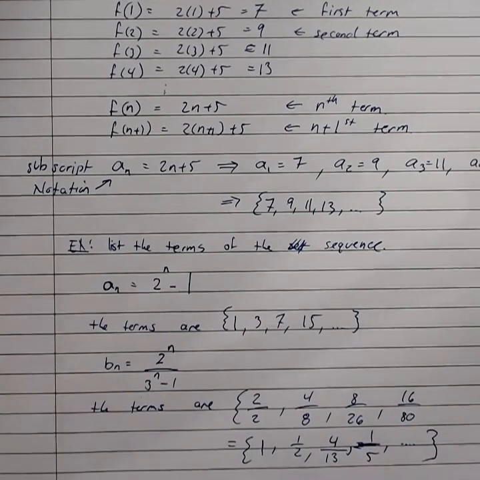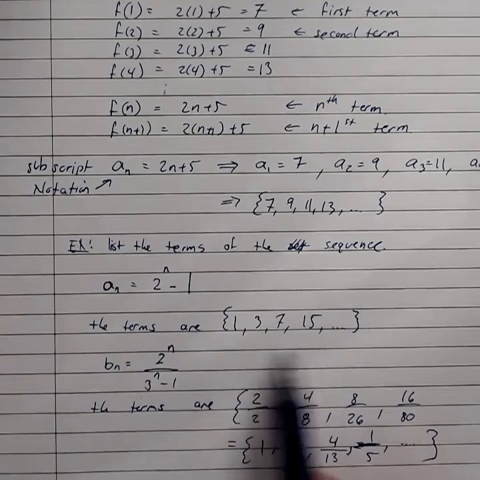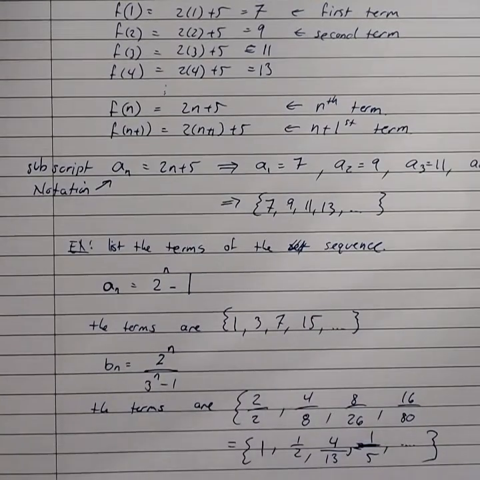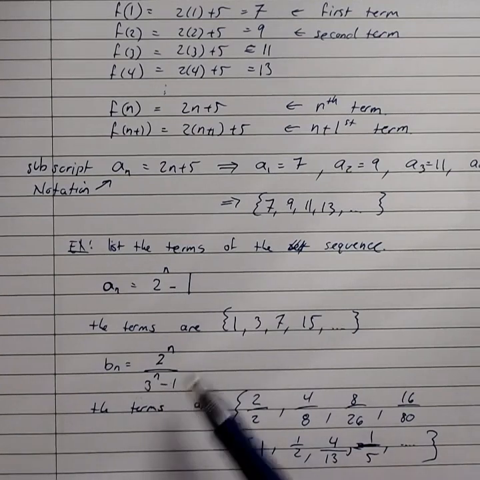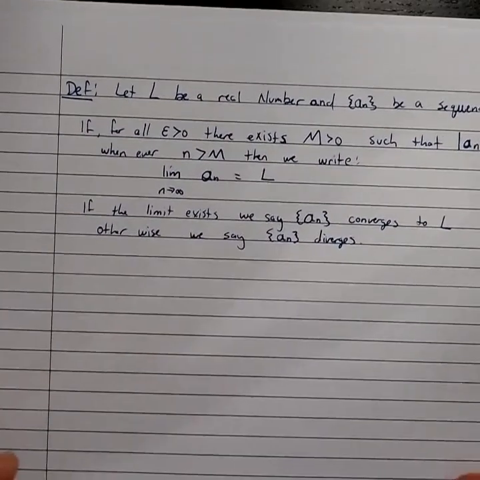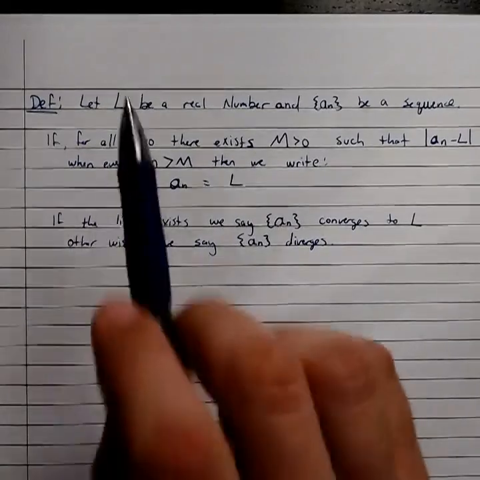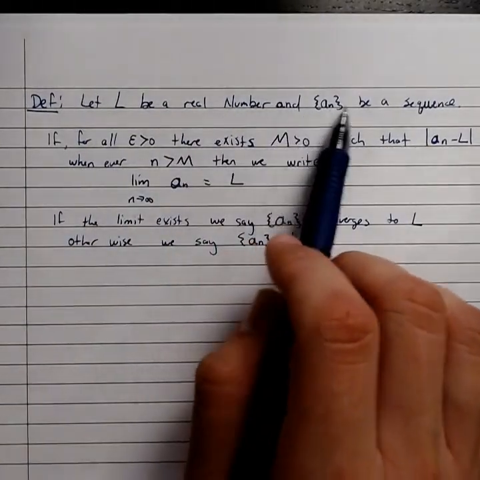Like that. Now, a sequence on its own is not particularly interesting. It's quite literally a list of numbers. What is a little more interesting is what happens to these numbers as your terms grow, as you have not the first, the second, the third, the fourth, but the nth, an arbitrarily big natural number substituted into your function. So here, let's give another definition. Let's begin with: let L be a real number and A sub n be a sequence.